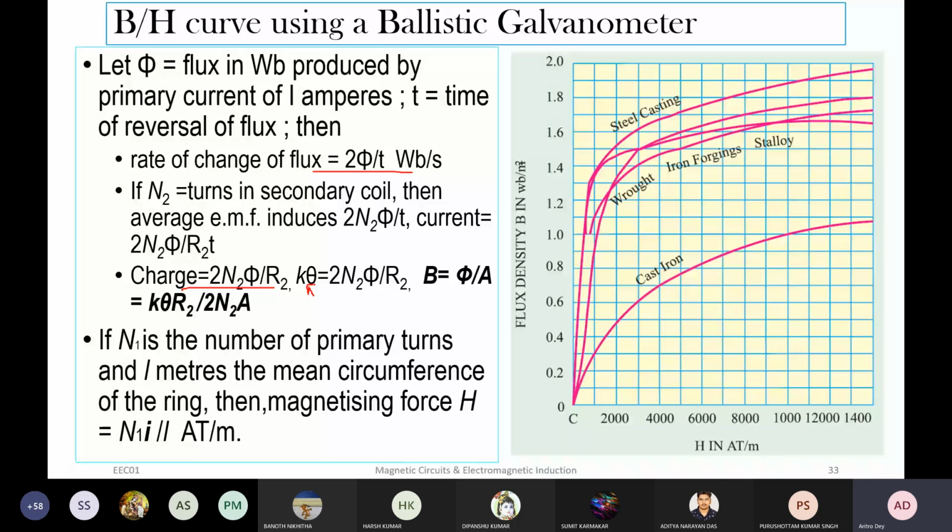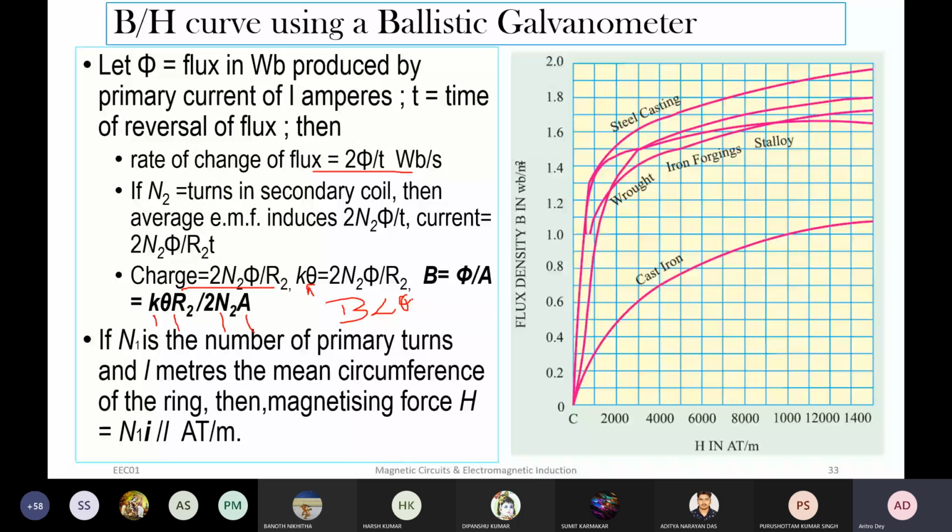So theta is equal to that, and B is equal to phi by A, where A is the cross section area, and that is uniform here. If you put phi in terms of K, theta, R2 and N2, then B is equal to K into theta into R2 divided by 2 into N2 into A. N2 is constant, A is constant, R2 is constant, and K is the galvanometer constant. So we can write B is proportional to theta. Whatever deflection you are getting is analogous to your flux density.